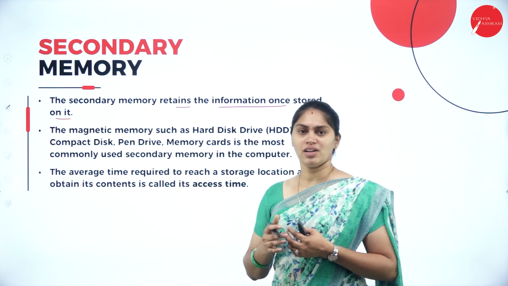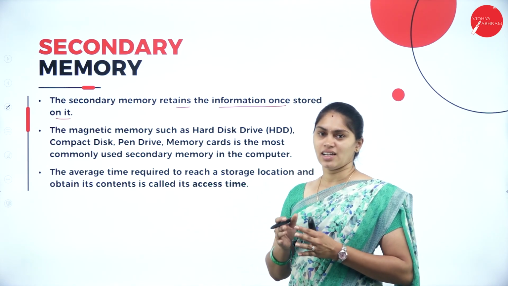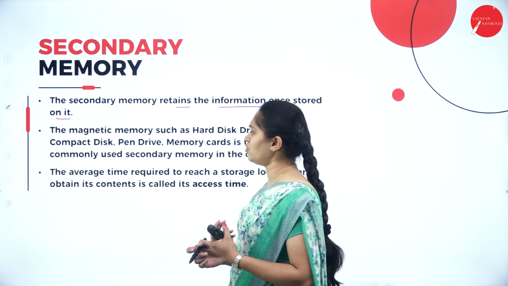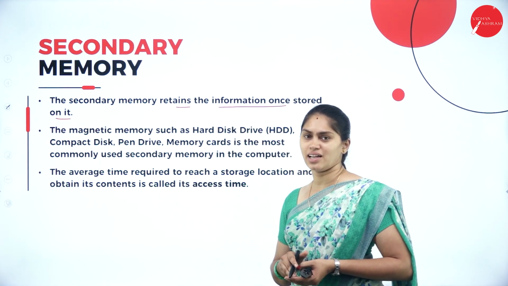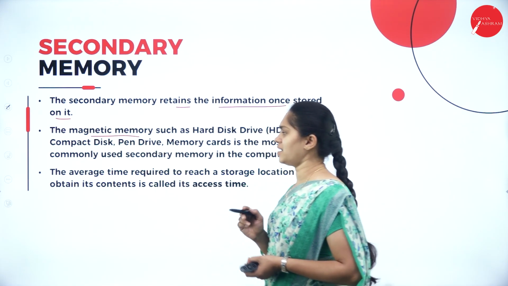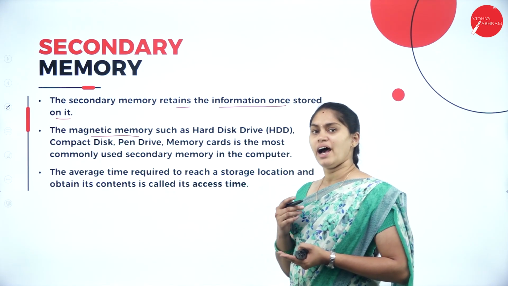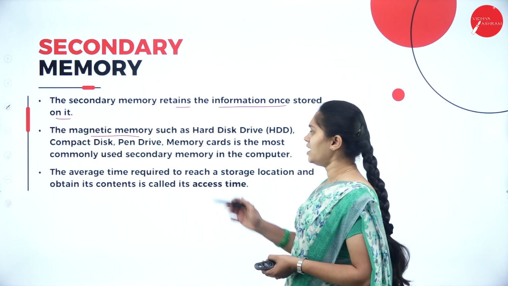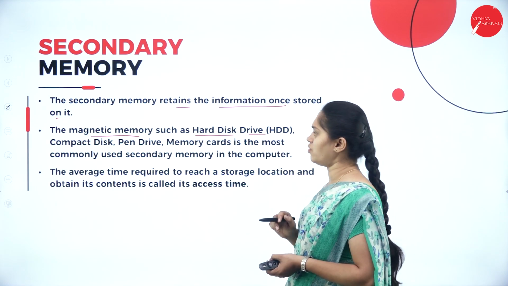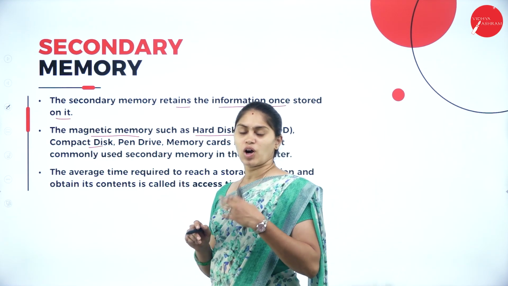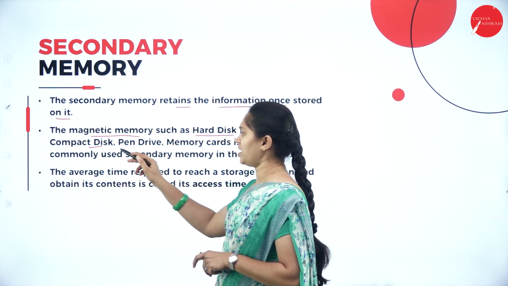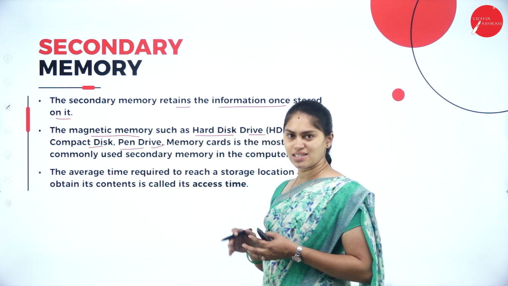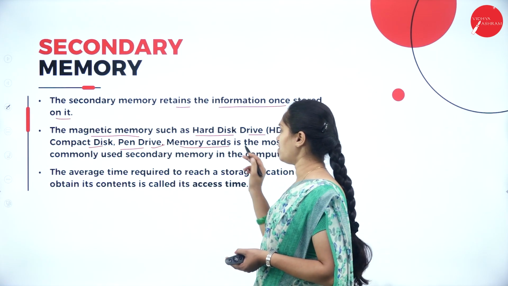The content or information we have in secondary storage space will remain until we delete it. And what are the examples which come under secondary memory? There we have magnetic memory, optical memory and static memory, or we can say solid state memory. In magnetic memory we have hard disk and floppy disk, in optical media we have compact disk, CD, DVD, and in solid state memory we have pen drive and memory cards.